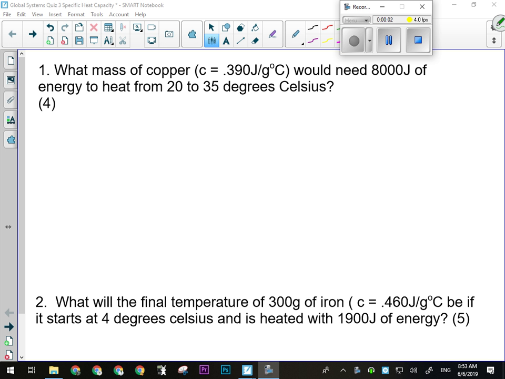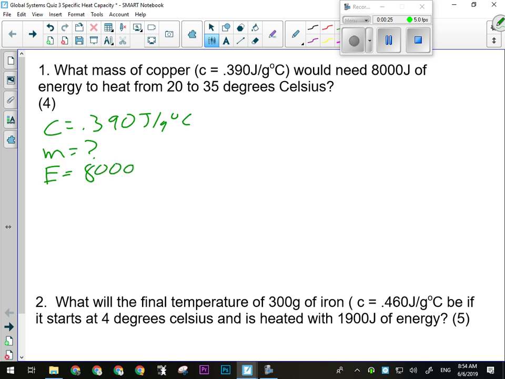Okay, so for question number 1 here, we're looking for what mass of copper with a specific heat capacity of 0.390 joules per gram degree Celsius would need 8,000 joules of energy. So here's our givens. We know that C is 0.390 joules per gram degree Celsius. We are looking for the mass. We have 8,000 joules worth of energy, and we're looking at a temperature change of 15 degrees Celsius.